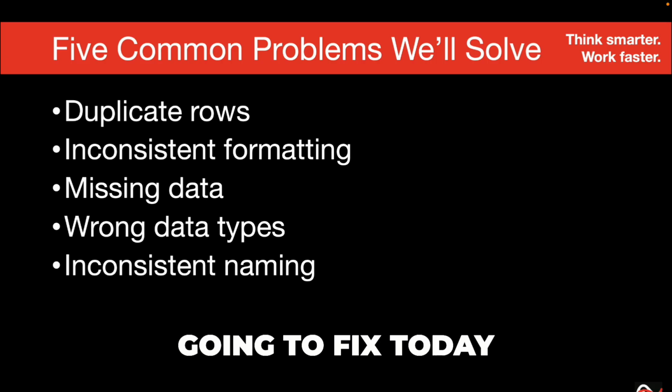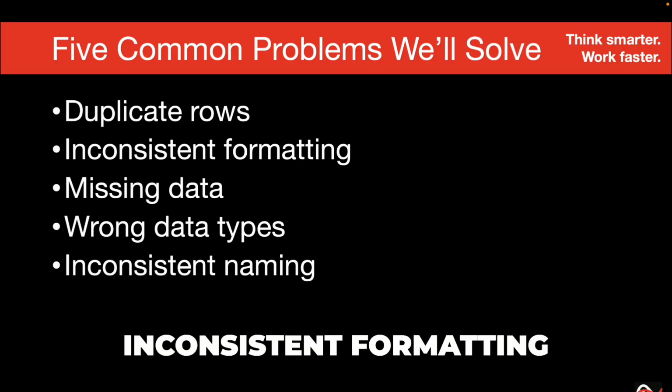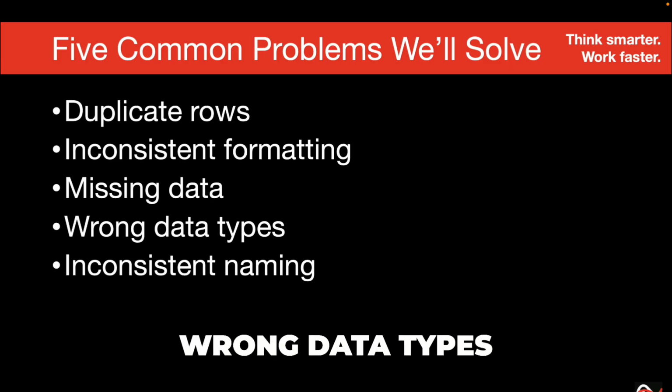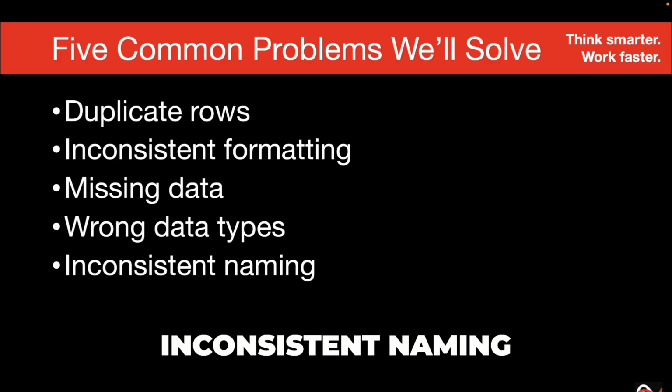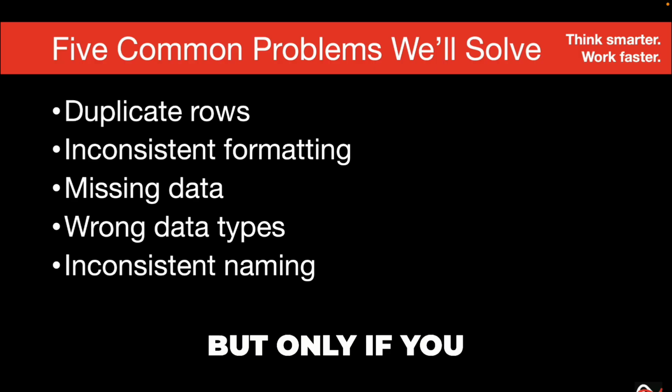So here's what we're going to fix today. We're going to solve for duplicate rows, inconsistent formatting, missing data, wrong data types, inconsistent naming. AI fixes all 5 in minutes, but only if you prompt it correctly.